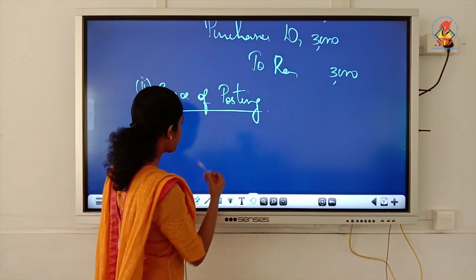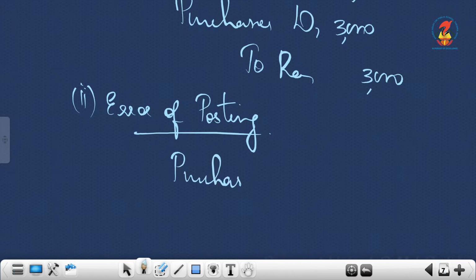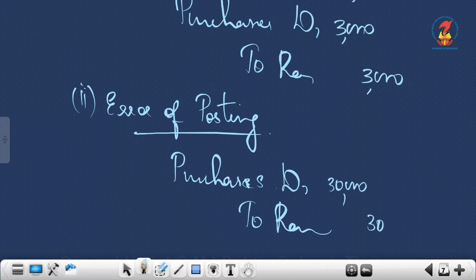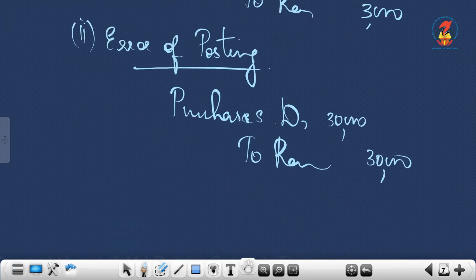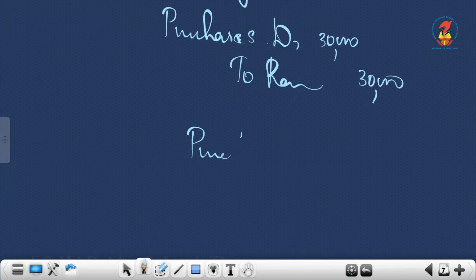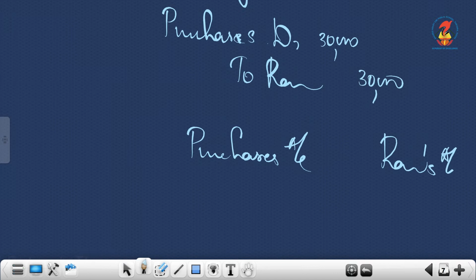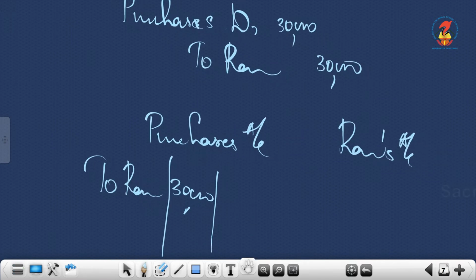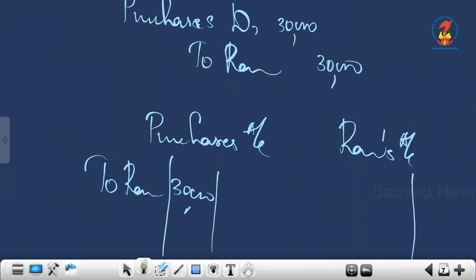Suppose you recorded the entry correctly in journal, like purchases debtor to Ram, you recorded correctly 30,000. Now, when you prepared the ledger accounts, you prepared purchases account, you prepared Ram's account also. This is not error of omission. So, you prepared both the accounts, posted it correctly. On the debit side of purchases, you wrote to Ram 30,000, and then in Ram's account, when you prepared the credit side, you wrote by Ram, not 30,000, the amount you made a mistake.